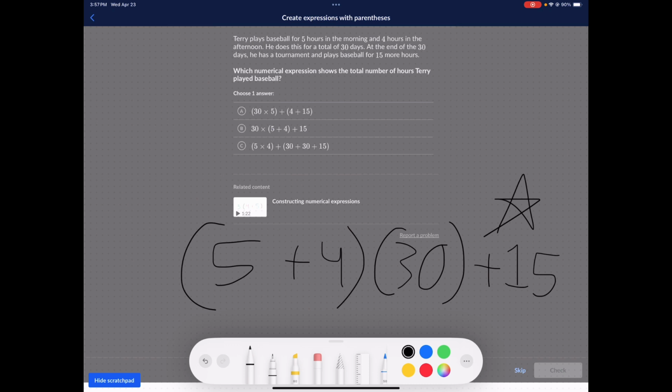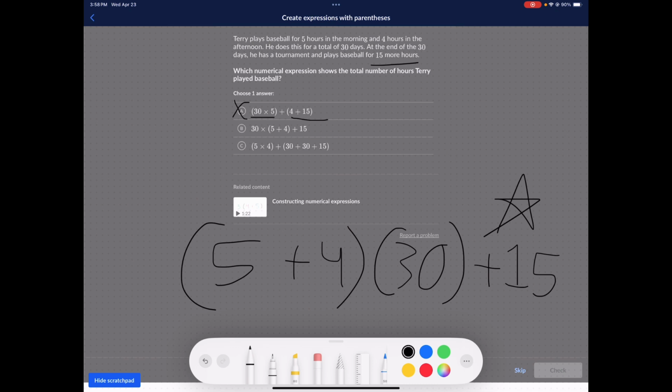Choice A, 30 times 5 plus 4 plus 15. So, no, this isn't our equation. This is assuming that he only plays baseball in the morning, and then he does the 15 more hours and does 4 in the afternoon. So it's not A.